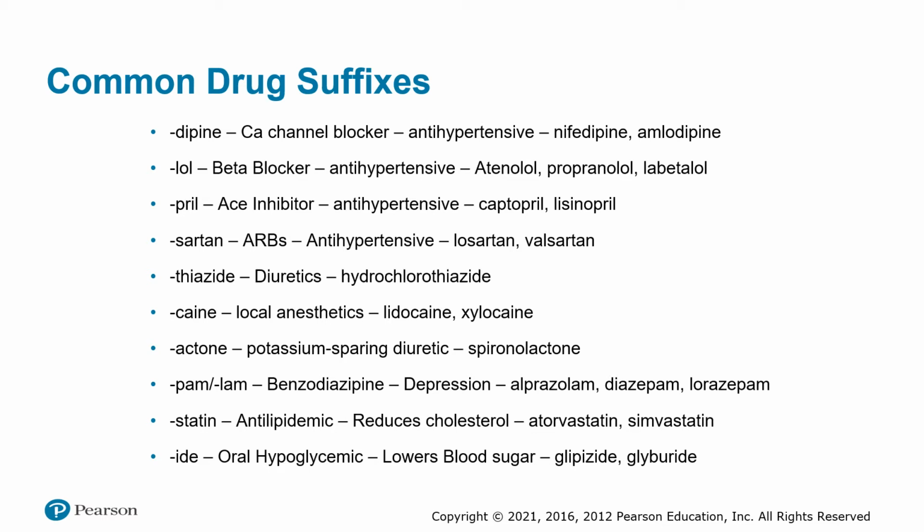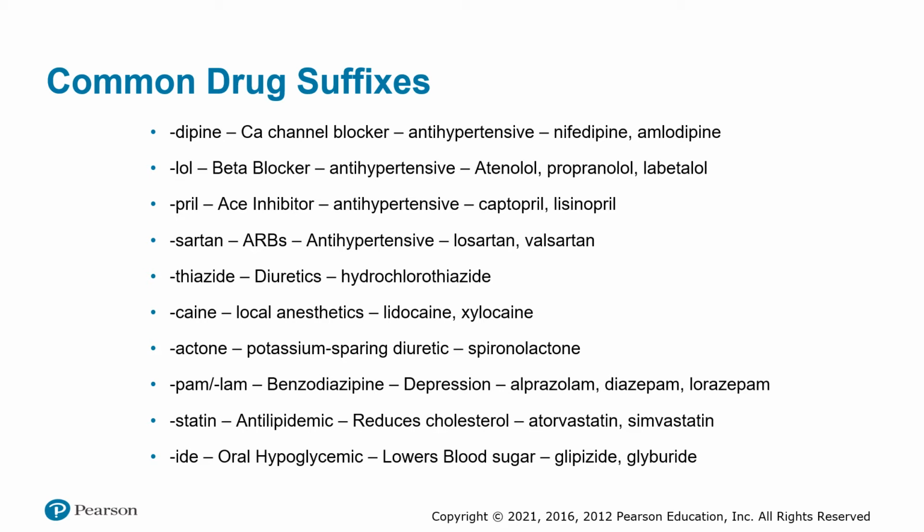All of these right here, these common drug suffixes, kind of give you an idea of what that medication might do. You don't necessarily have to know the medication itself, but if it's, say, a pril, okay, that's an ACE inhibitor. It's an angiotensin-converting enzyme inhibitor that deals with the heart, like lisinopril and captopril. So these are antihypertensives. So if I know that I've got some type of pril, it's probably an ACE inhibitor. Okay, and it works for blood pressure.